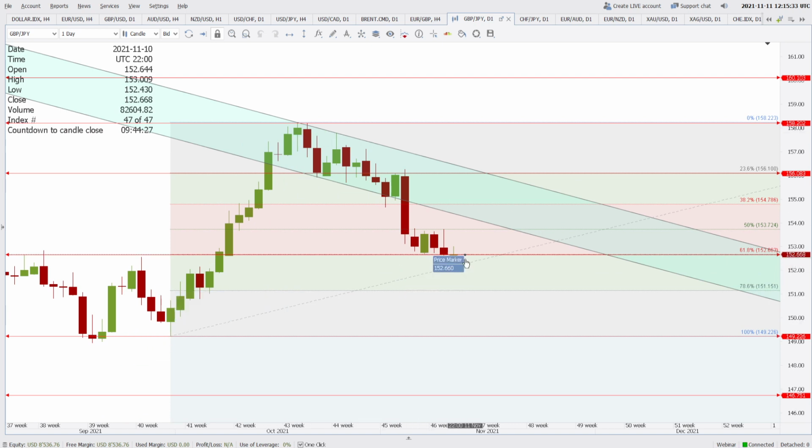Now if this breaks, although there is a bearish pin bar here, still the sellers are not able to push the prices low because there are enough buyers to support the price.